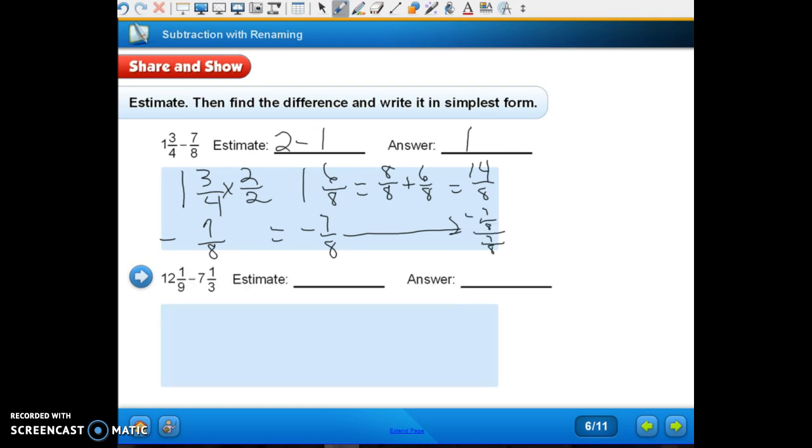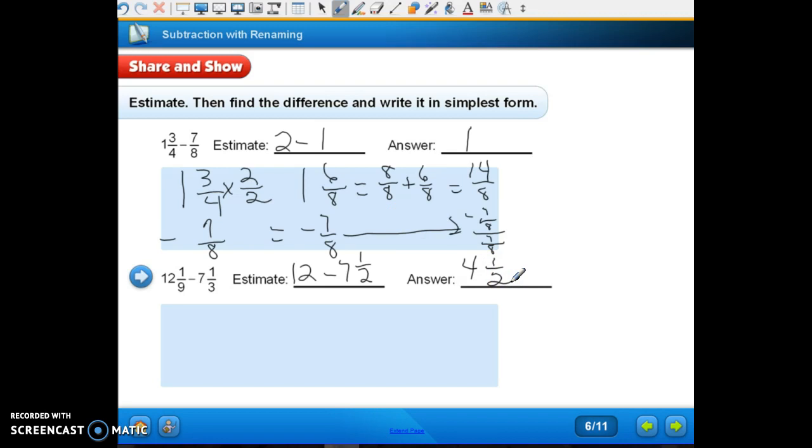Okay, this is number 2 at the bottom of page 270. We're going to estimate 12 1/9 minus 7 1/3. What is 1/9 closest to? 0. So we have 12 minus 7 and 1/3. What is 1/3 closest to? 0, or it could be 1/2. They use 1/2, so we'll try 7 and 1/2. What is 12 minus 7? 5. Then we have to take another half away, so we're going to be at 4 and 1/2 for our estimate. Okay, so let's look at this.